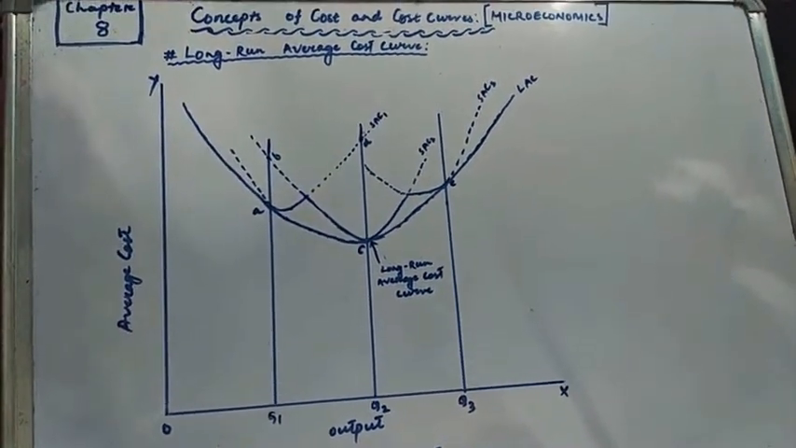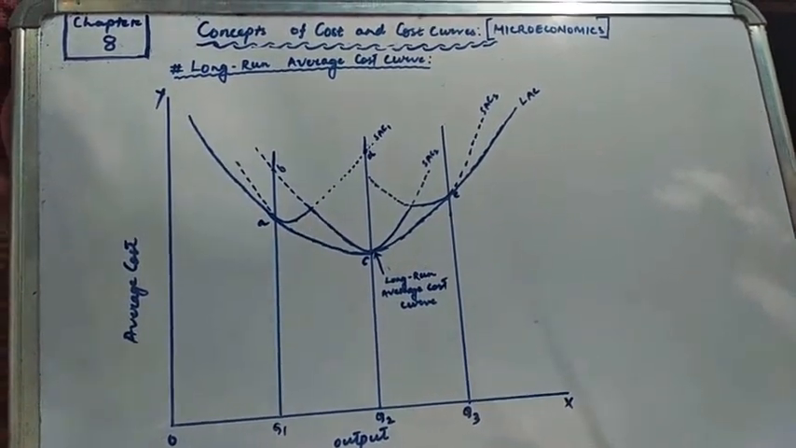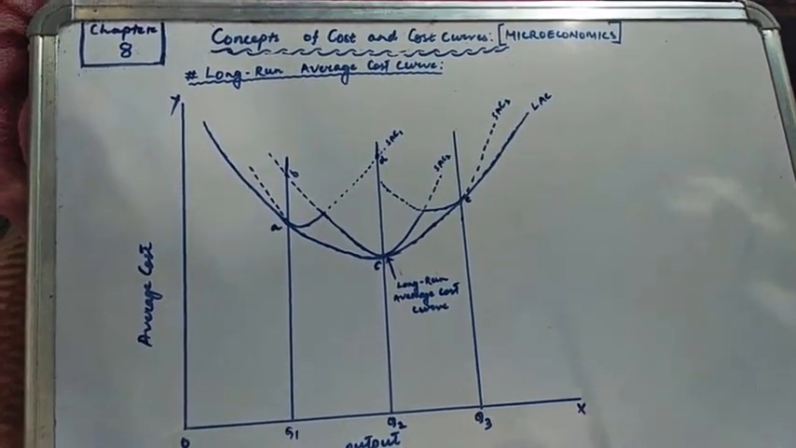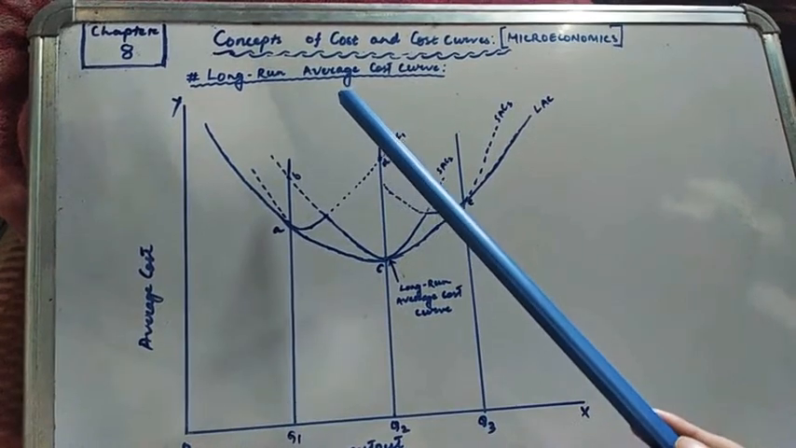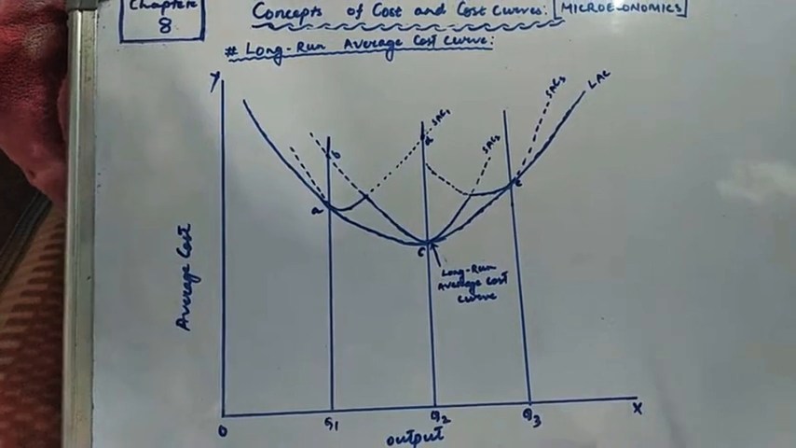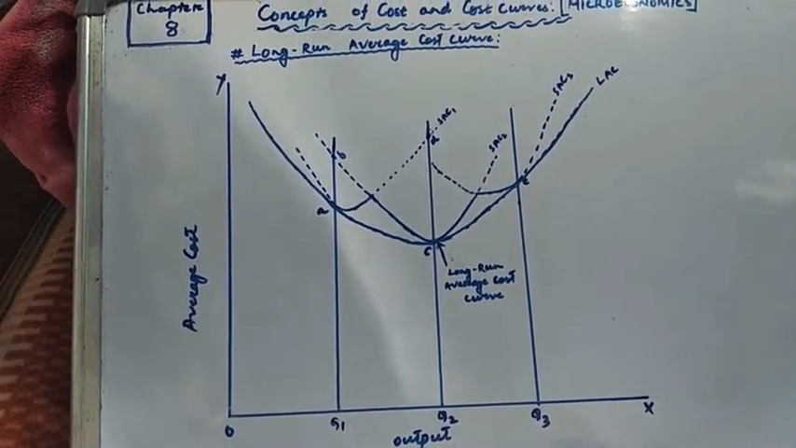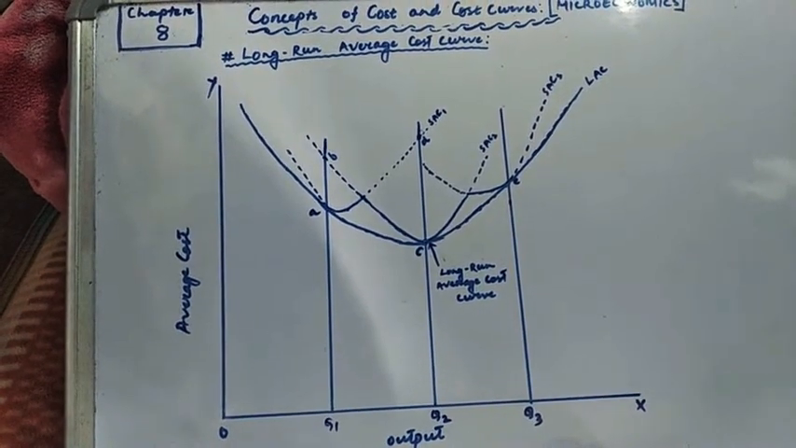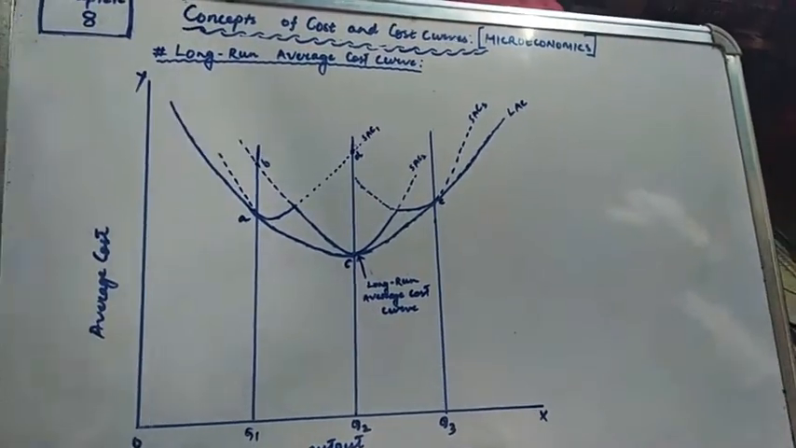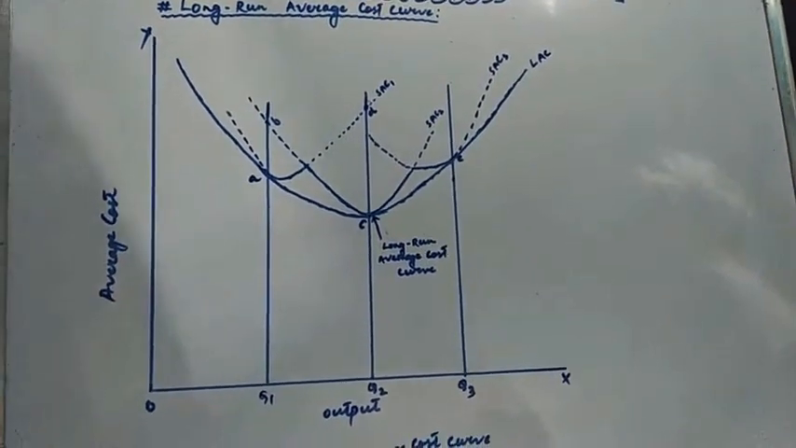Okay, after explaining the short run cost curve, now we move to explain the concept of cost curve in the long run. So in the first place, we have the long run average cost curve. So the long run, as we have noted above, is a period of time during which the firm can vary all its inputs. So long run would mean there are no fixed factors.